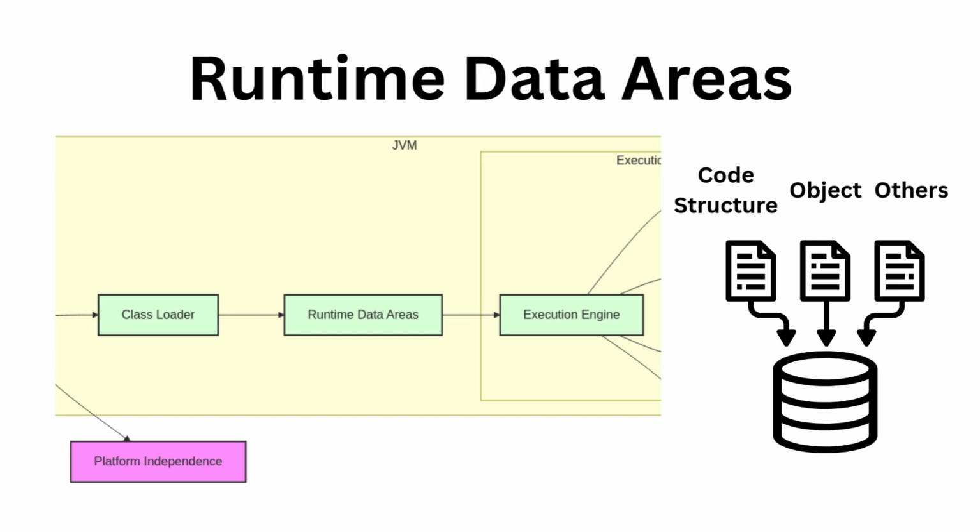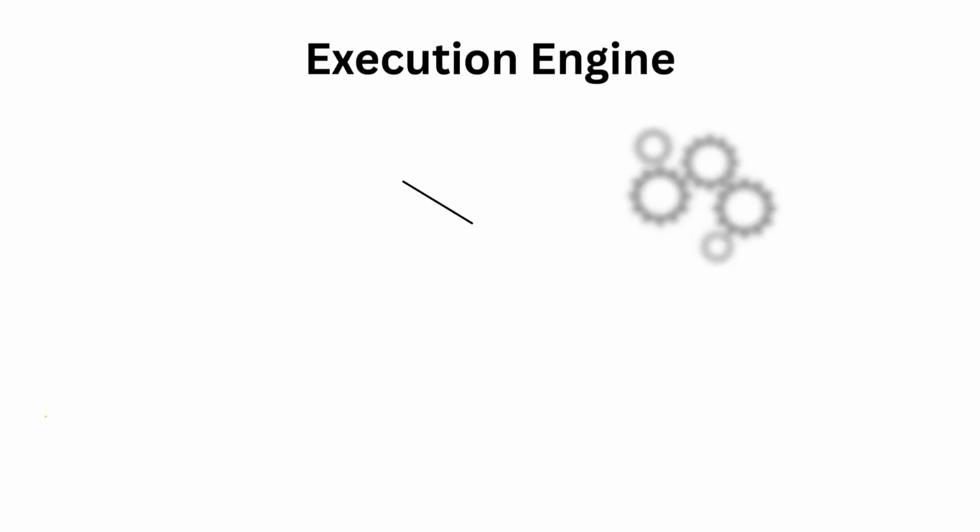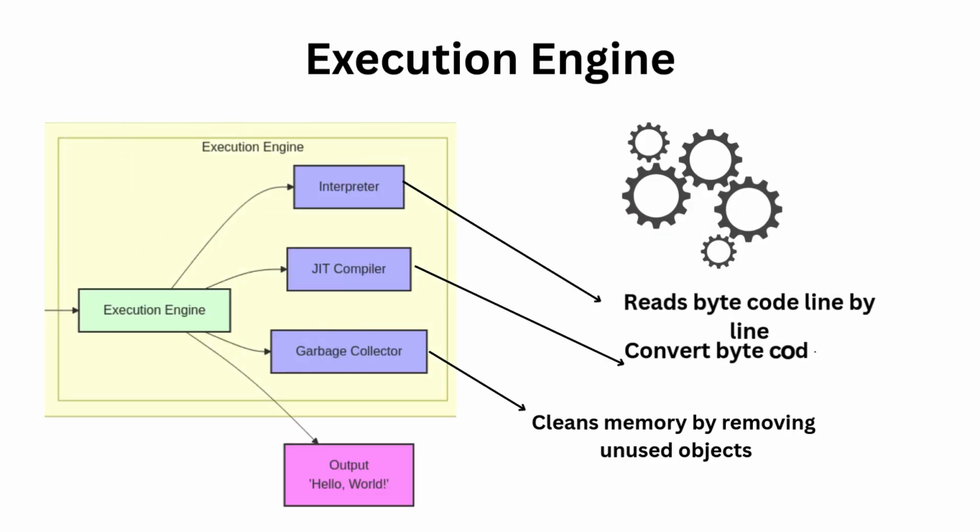This is where the JVM stores things like the code structure, objects, and the steps it's working on, like a big filing cabinet. Now, the execution engine takes over. It's got three workers. The interpreter reads the bytecode line by line and runs it.